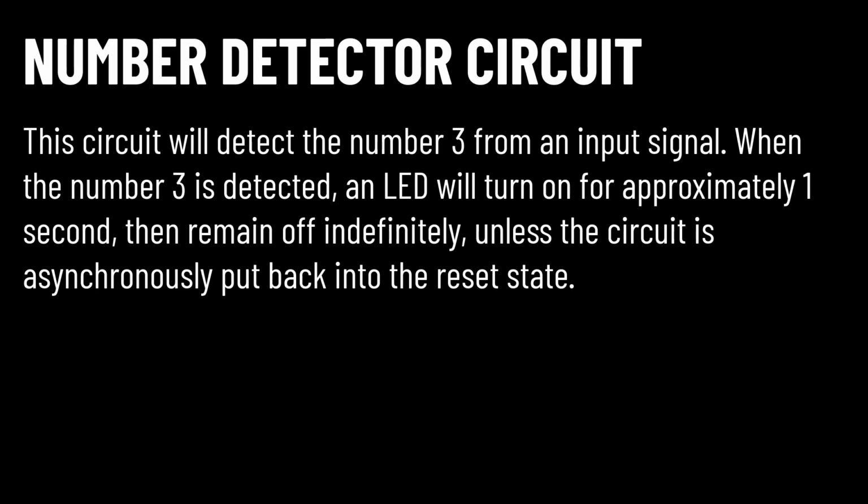In this first example, we'll model a circuit that detects the number 3 from a 2-bit input XY. When any other input is present, the circuit will stay in the reset state. After 3 is present on the input, the circuit will enter the second state and stay there unless the flip-flops are asynchronously cleared by an external signal.